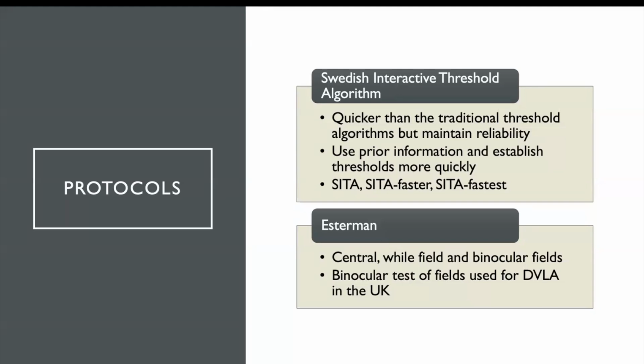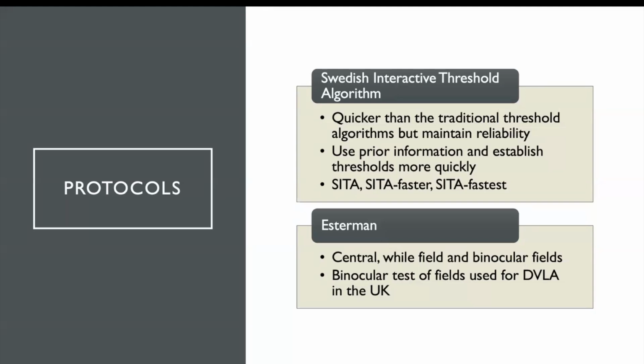This stands for SITA, and you've got the SITA standard algorithm, SITA Faster and SITA Fastest. This is why you're able to find some patients who are performing full 24-2 tests in 2 to 3 minutes. That's because it's using the previous threshold set by previous data points, but maintaining the reliability of that test. And then finally, you've got the Esterman as well.